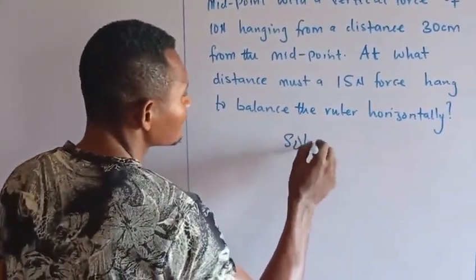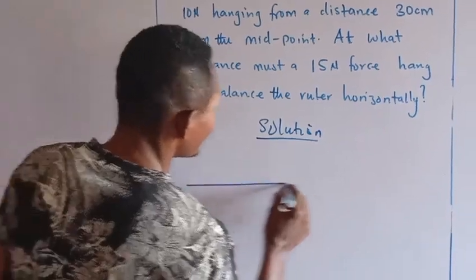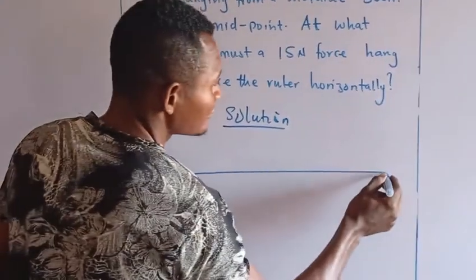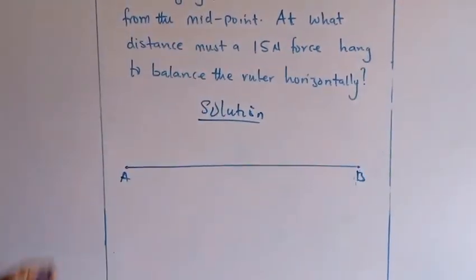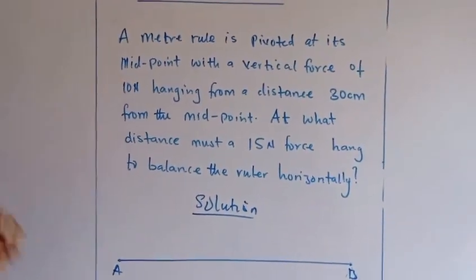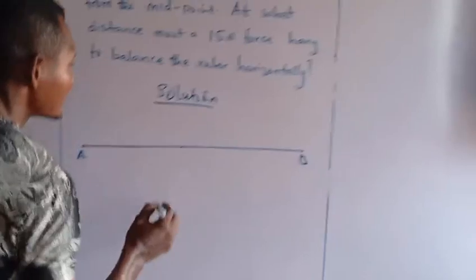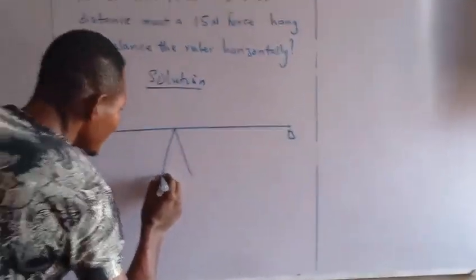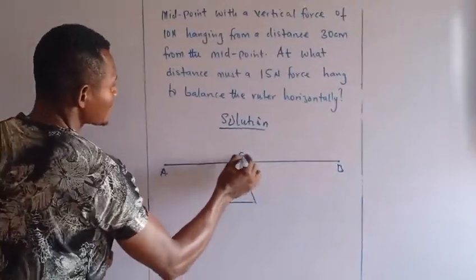So, solution. We draw the meter rule from point A to point B, and they say that it is pivoted at the midpoint. So let's assume this is the midpoint of this meter rule. We draw our support here, a knife edge, supported at the midpoint. So this is the midpoint C.